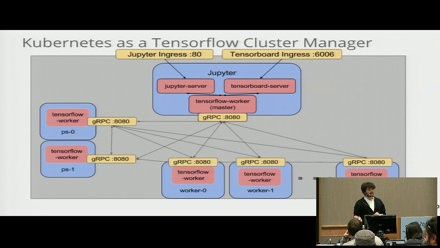gRPC is Google's remote procedure call framework. It's an open source version of what we use internally called Stubby, and it's very fast. It runs over HTTP2, so it supports streaming. It's used for this because in TensorFlow, you're often passing around very large objects, so being able to compress those when you send them over the wire is very important for performance. gRPC has client library bindings in, I think, seven different languages now.